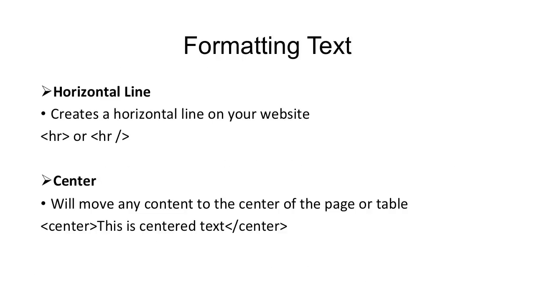We have the horizontal line tag, which is used to create a horizontal line on your website. You can use it if you want to section or just provide a line between contents on your website. It is also an example of a soft closing tag. You use HR or HR with a slash at the end within the angled brackets.